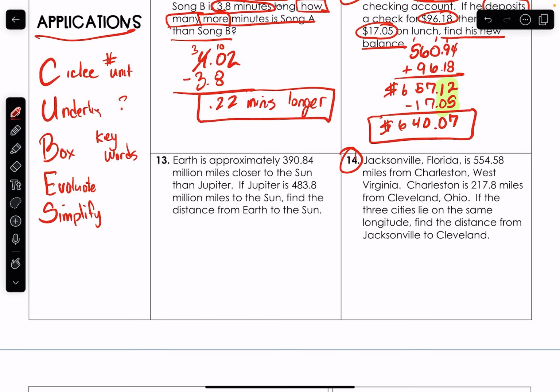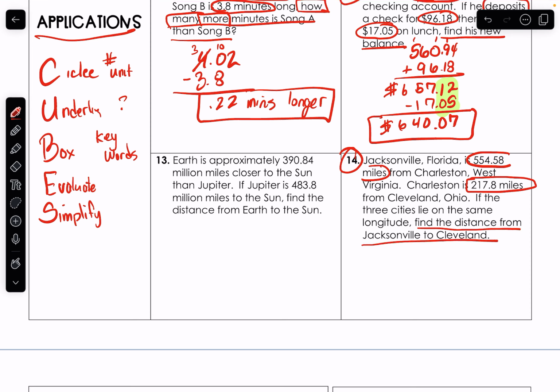Coming over here, last one. Jacksonville, Florida, is 554.58 miles from Charleston, West Virginia. Charleston is 217.8 miles from Cleveland, Ohio. If the three cities lie in the same latitude, what is the distance from Jacksonville to Cleveland? All right, so we're going to look at this problem. Let's find our keywords. We're going to circle 554 miles, 217 miles. What's my question? Find the distance from Jacksonville to Cleveland.